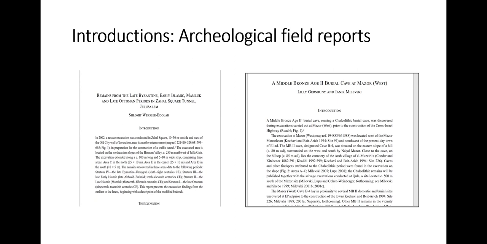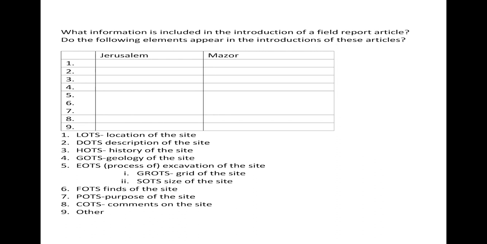One article was about Jerusalem, another about a location called Mazor. I tried to find out what information is included in the introduction of these field report articles. I looked at a few and found a bunch of things that appeared quite often: the location of the site, the description, the history, the geology, the process of excavation, the grid, the size, the finds, the purpose, and comments on the site. I found that these eight things appeared in five or six of them.